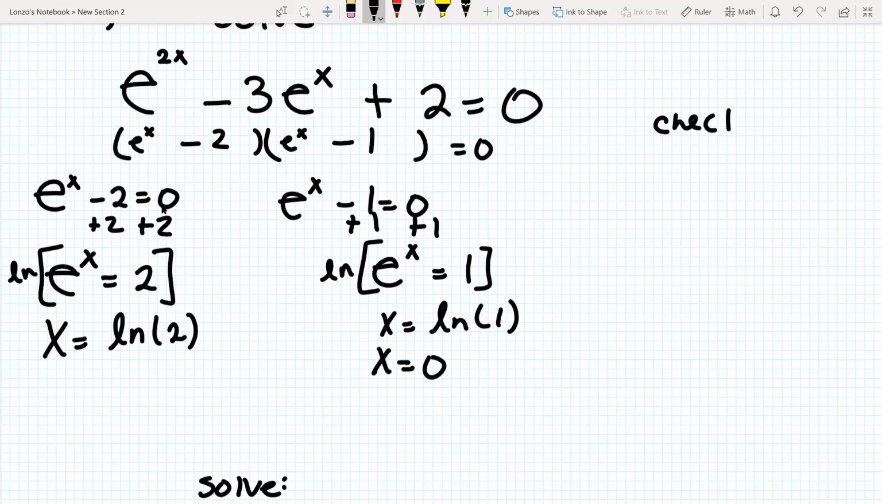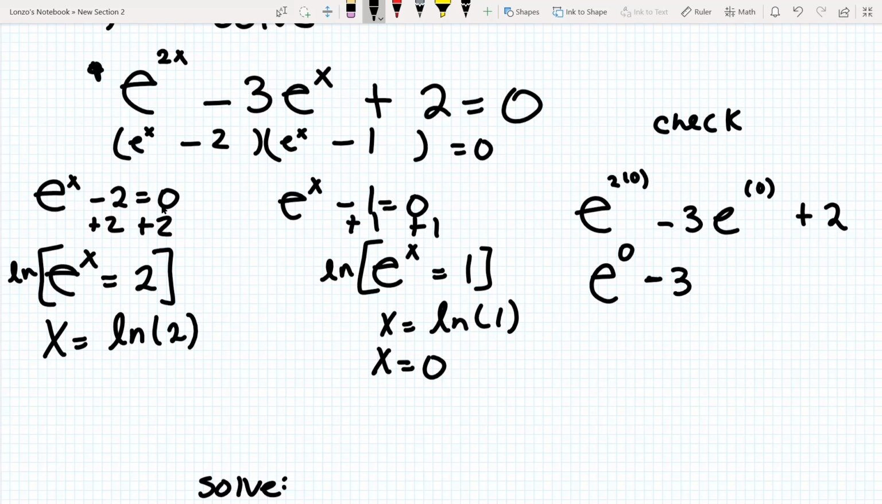So let's check the easy one, the 0, x equals 0. So what you're going to do is plug it back into the original problem, right here, and then just replace x with the 0. So that would be e^(2 times 0) minus 3e^(0) plus 2. Okay, so e to the 2 times 0, that's e to the 0, and then this is minus 3e to the 0 plus 2. Does this equal 0?